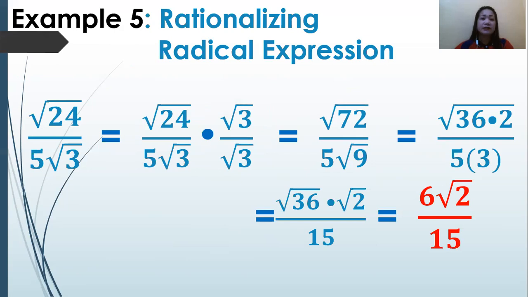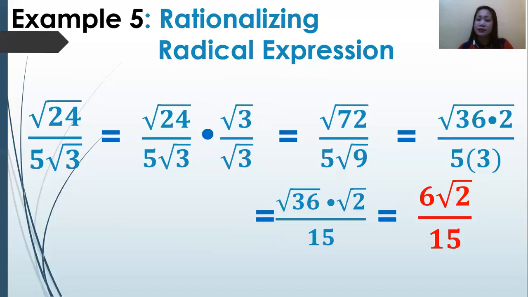Example number 5 is the same. We are going to rationalize a radical expression. The given example is the square root of 24 over 5 times the square root of 3. In this case, the radical that we are going to use is the square root of 3. Let's proceed. The square root of 24 times the square root of 3, we have the square root of 72. Then 5 times 1, we have 5. The square root of 3 times the square root of 3, we have 9.